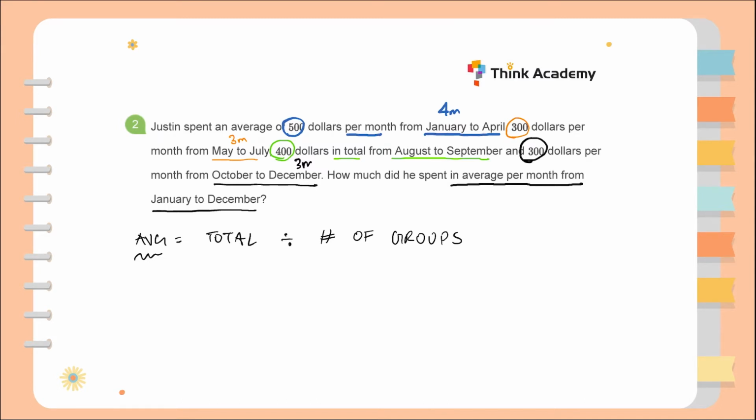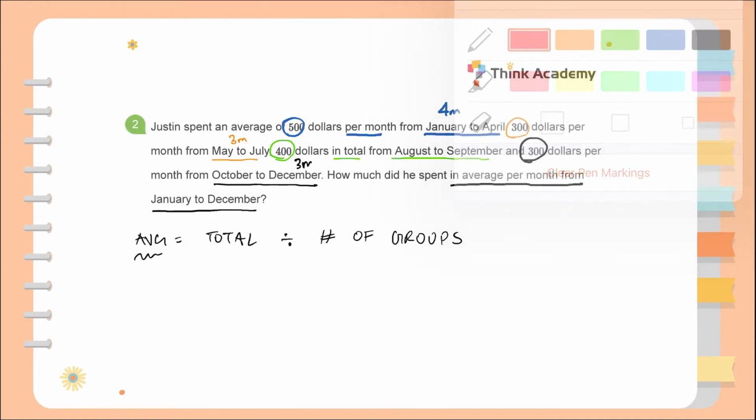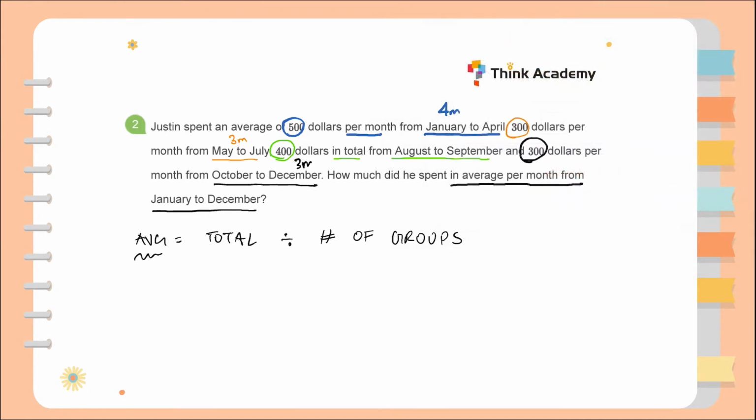So we have $500 per month from January to April. So $500 each month for 4 months. So we have 500. Let's do the total. 500 times 4 for the 4 months. Okay, we got this covered. Let's go on to $300 per month from May to July. So 300 for a month for 3 months. 300 times 3. Okay, we have this covered.